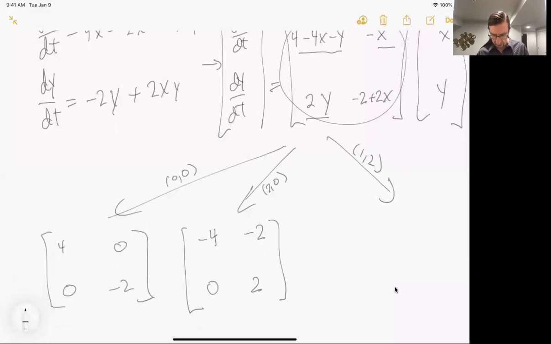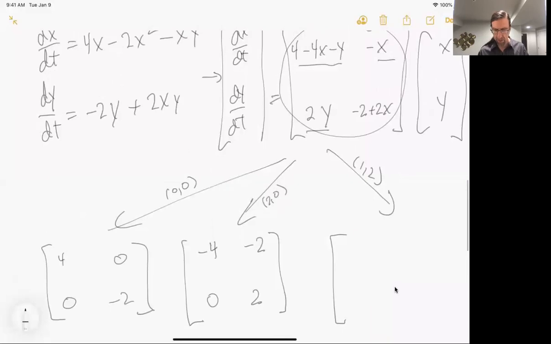Let's finish up. The equilibrium point (1, 2), x is 1, y is 2. So on the top left, we have 4 minus 4 minus 2. That sounds like 0 minus 2 to me. Top right, we have minus x. x is 1, so we have minus 1. Bottom left, we have 2y, and y is 2, so that's 4. And the bottom right, we have minus 2 plus 2, which is 0. Oh boy. All right. I have no idea what that looks like.